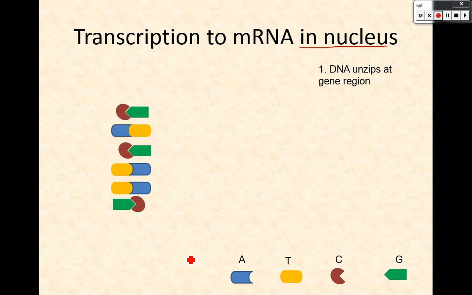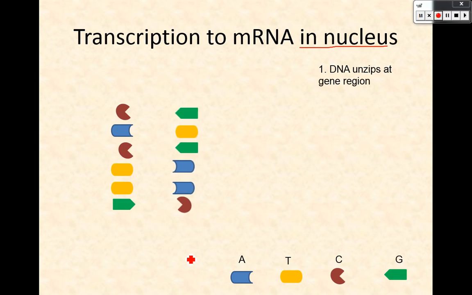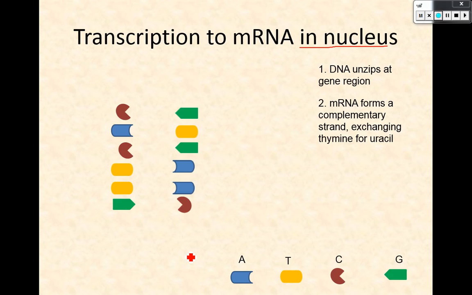So the first thing that has to happen is that the DNA needs to unzip at the gene region. Just like before in replication where we unzip the entire strand of DNA, here we're just going to unzip a little piece because we need to get at it to read it. And then the next thing that has to happen is there's a kind of RNA. RNA is like DNA, but it's single-stranded. And instead of using thymine, it uses a different base called uracil.